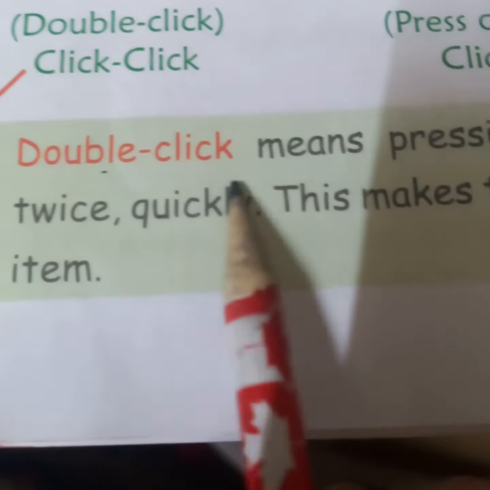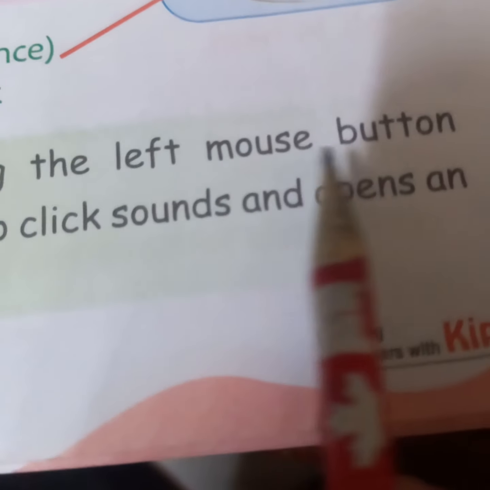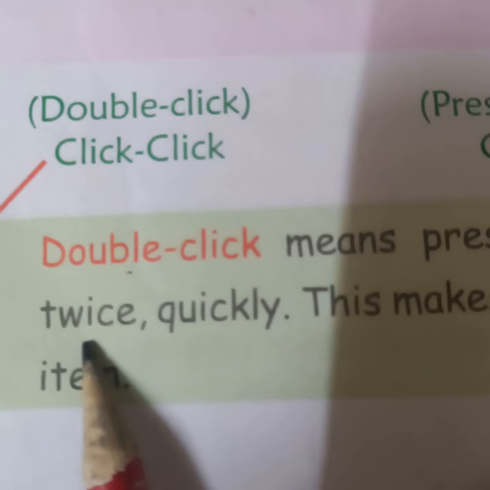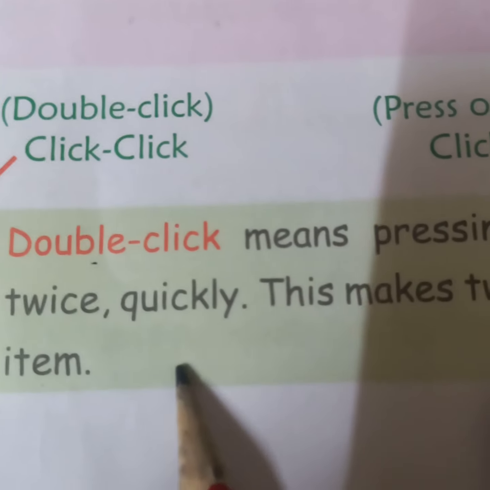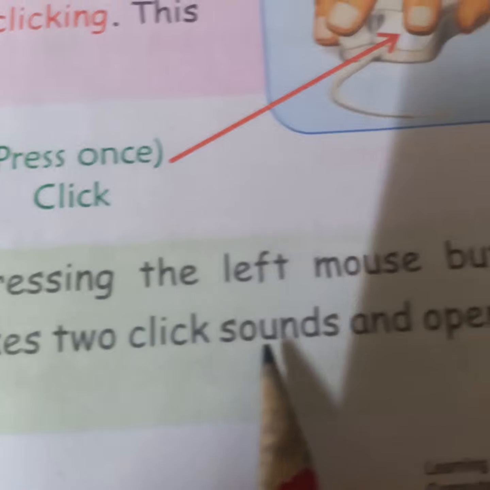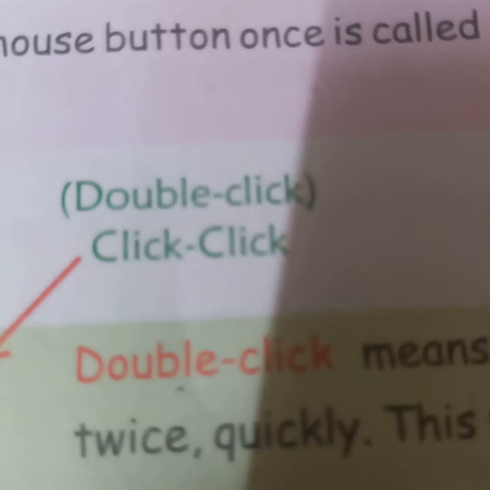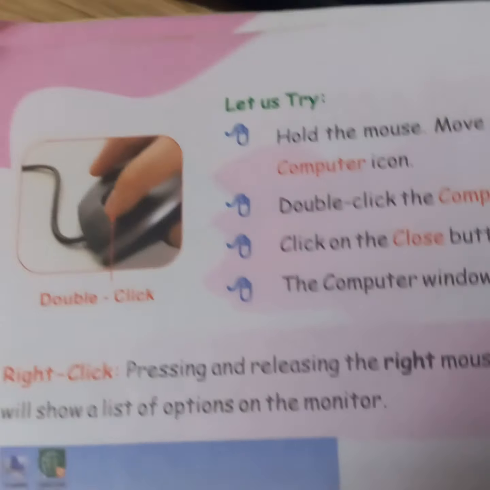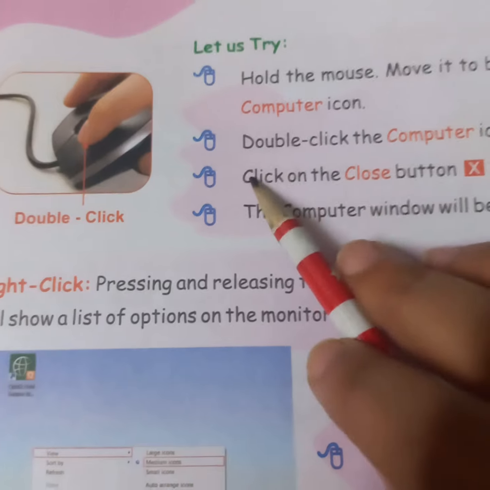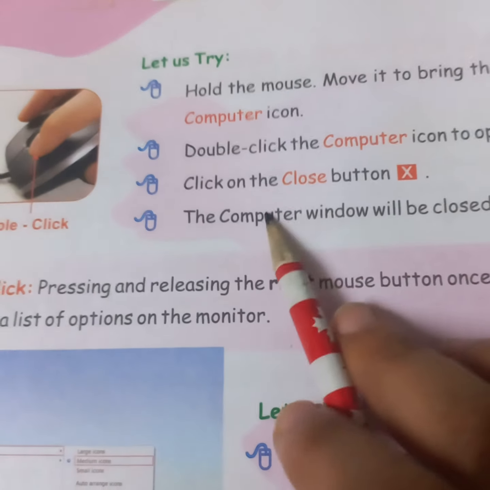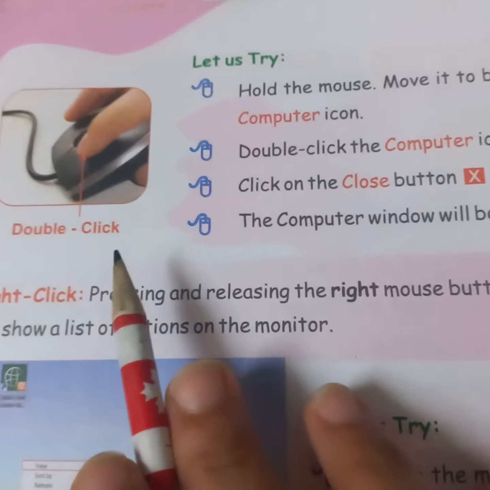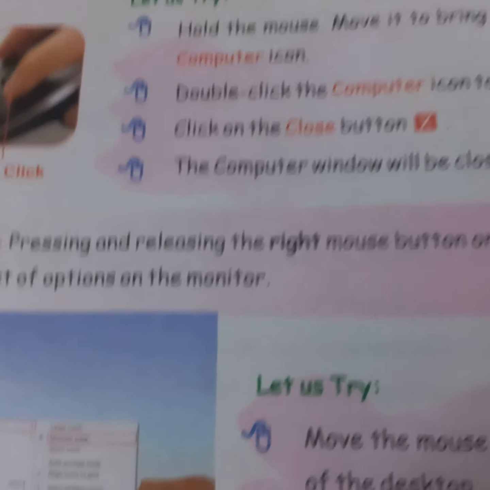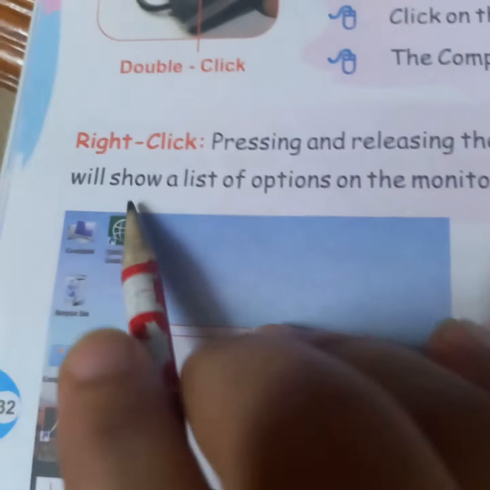Now let's read about double click. It means pressing the left mouse button twice, two times, quickly. This makes two click sounds and opens an item. Why do we use double click? To open an item. Okay, move on to the next page. Here this is just an example. You don't have to worry much about it. They have just shown you, which I just showed you before, how to use left double click and single click. So now we will move on to the right click.